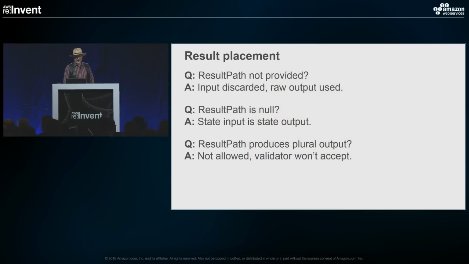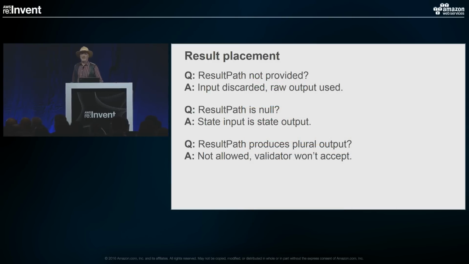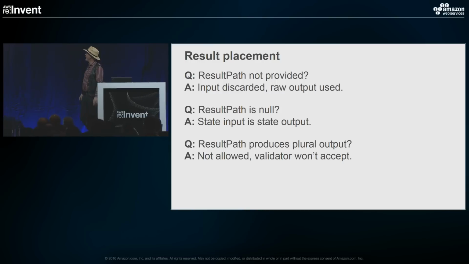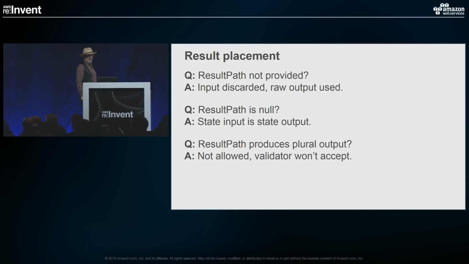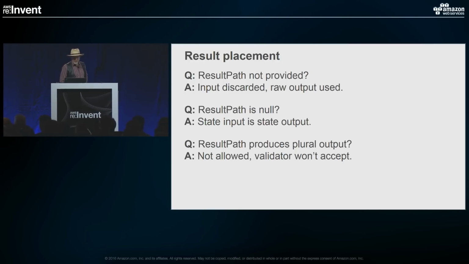Once again, there are some corner cases. If you don't provide a result path, like I hadn't in any of the state machines I've shown you so far, the output from the task just becomes the output from the state. You can also arrange to have it just thrown away, once again, if you're just in it for side effects. And you're not allowed to have plural JSON paths in this. Not acceptable. OK, that's enough about bookkeeping and data flowing through.